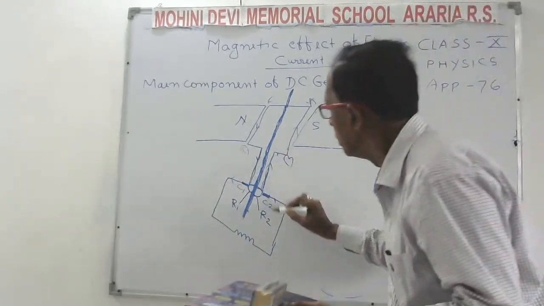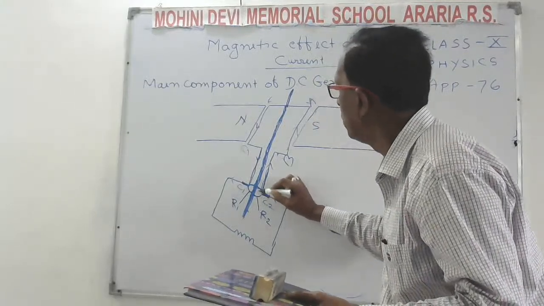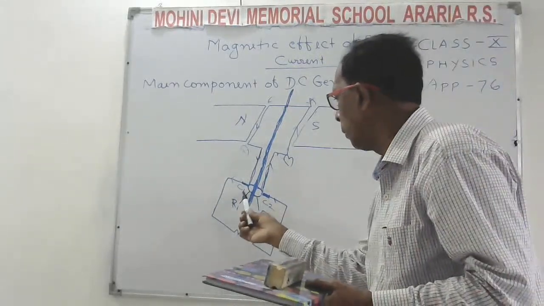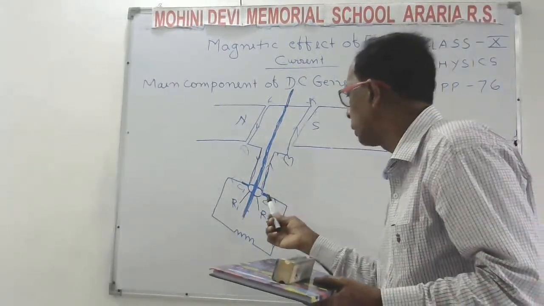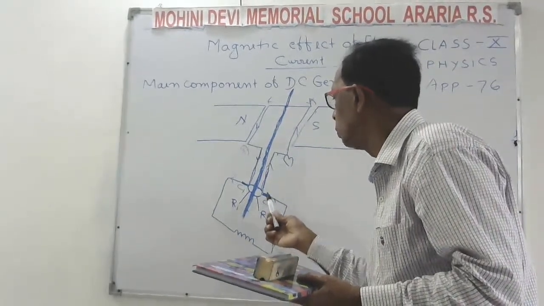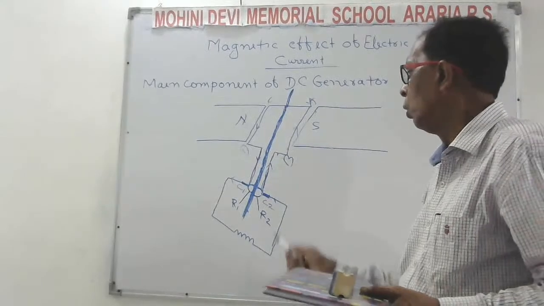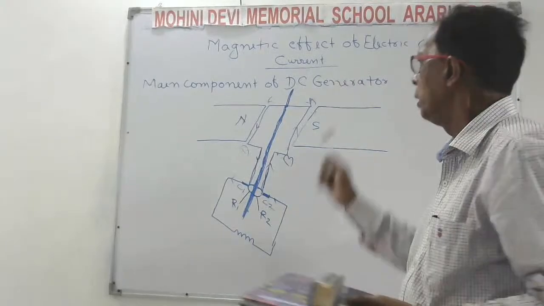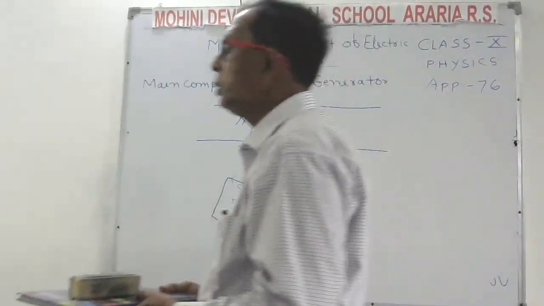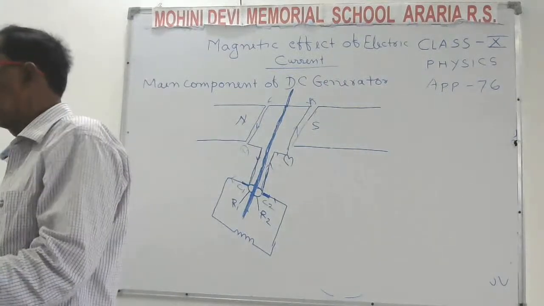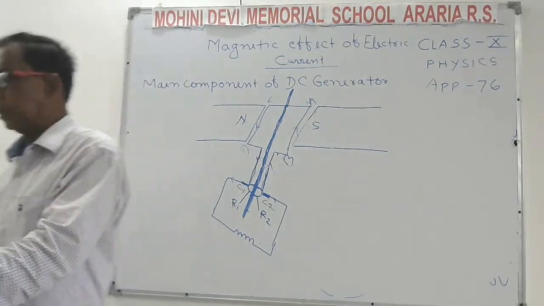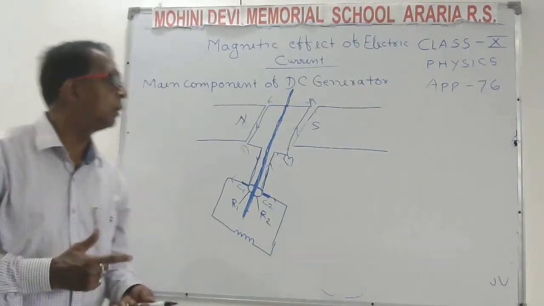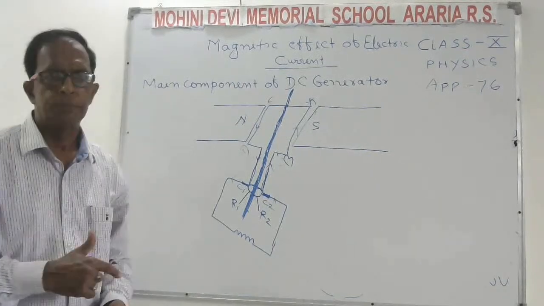Why? Because the sleeve R2 is now in contact with the C1 carbon brush, and the sleeve R1 is in contact with the C2 carbon brush, so the current flows in the same direction. In this way the DC generator works and produces electrical energy, and the direction is found with the help of Fleming's right hand thumb rule.